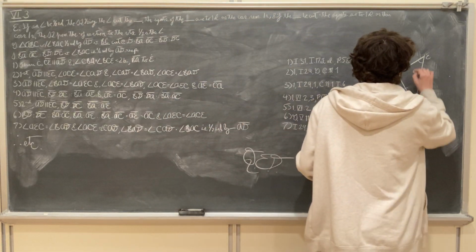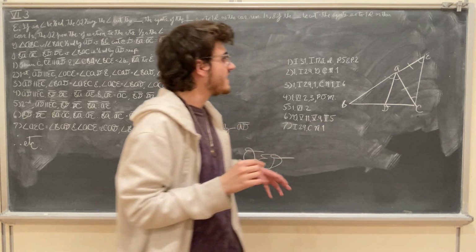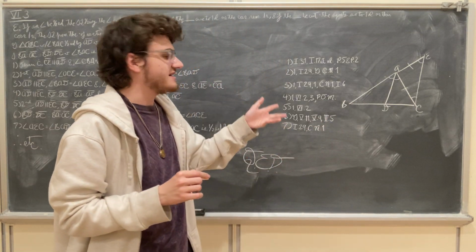Which means that in the triangle ACE, we have two angles which are equal to each other, which means that by 1.6, the sides subtending them are going to be equal to each other, which means that AC is equal to AE.